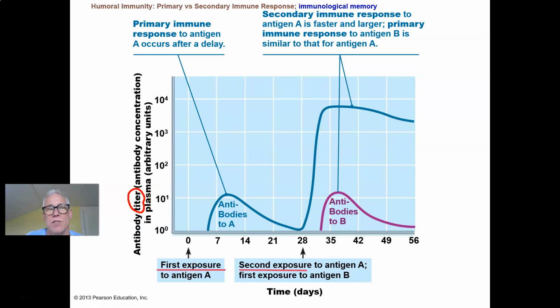We take a look at the blood and see how many antibodies are present. What's their concentration? That's called titer. You may have heard of antibody titer. It's just the concentration of effective antibodies in the blood. Okay, so we have exposure to an antigen.